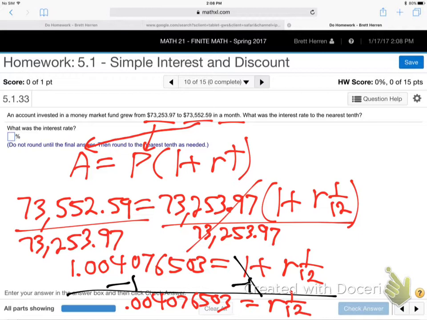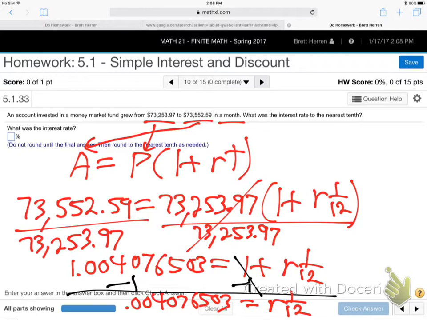You good? Can you see all that? Down to there. I'm trying to solve for r. R is saying, I want to be alone. Get rid of this stuff with me. How do you get rid of the 1/12? Multiply by 12. Just multiply both sides.